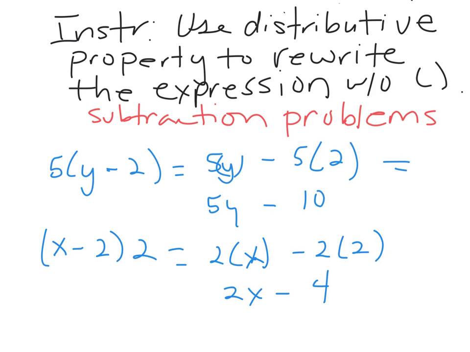That one is finished. In another example, we have x minus 2 times 2, and we'll end up with 2x and negative 2 times 2 here. We can work that out, and we get 2x minus 4.